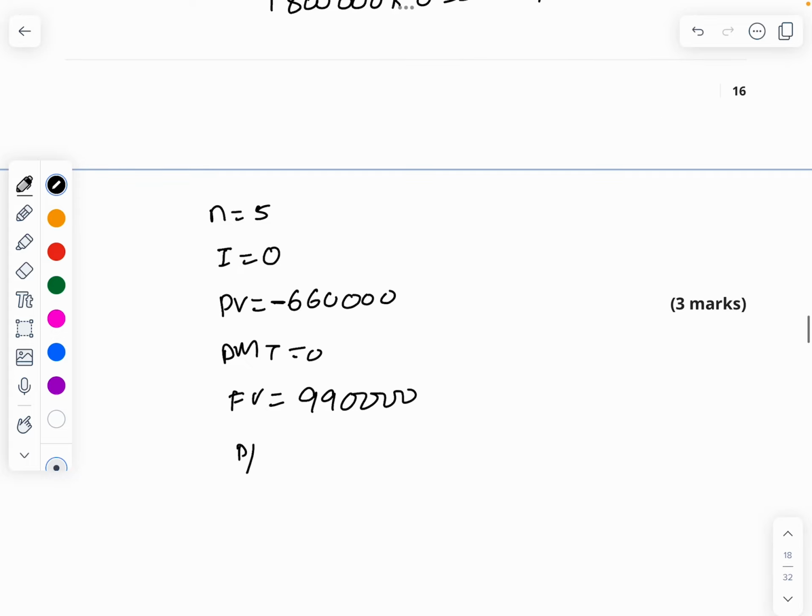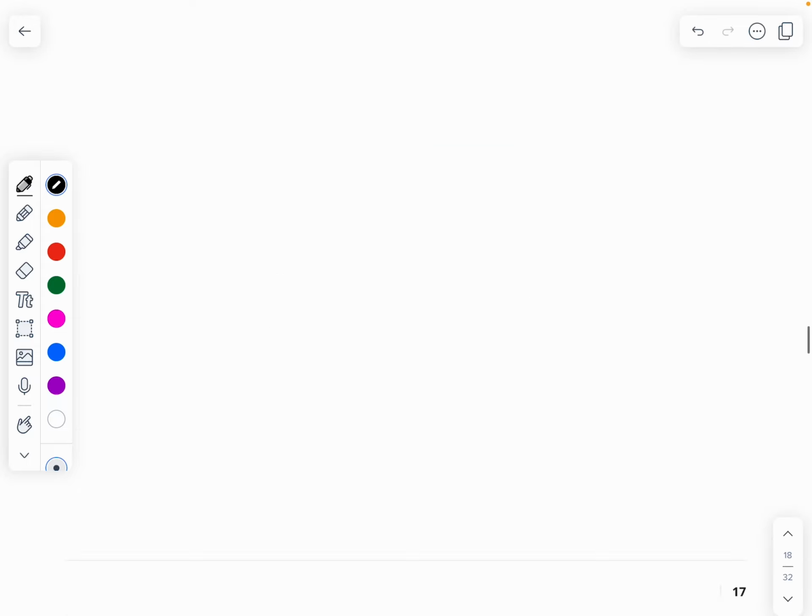Then P/Y equals 1, C/Y also equals 1. So use a calculator to get the values of this one. PV is minus 660,000. Then PMT is 0. Future value is 990,000. Then calculate the value of interest rate. It's going to be 8.44% or 8.45%.